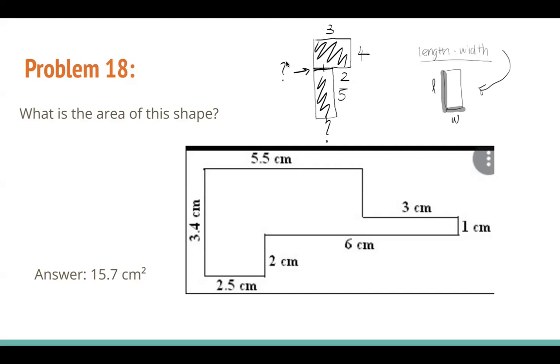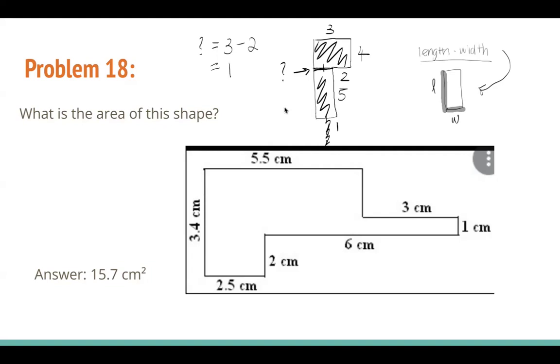So how should we find the question mark value? Yeah, so the question mark would equal 3 minus 2, which would give us 1, right? Yes. Right. So now we have all of our rectangles, right? So we know that one is 3 by 4 and the other is 5 by 1. So now we can compute their areas, right?